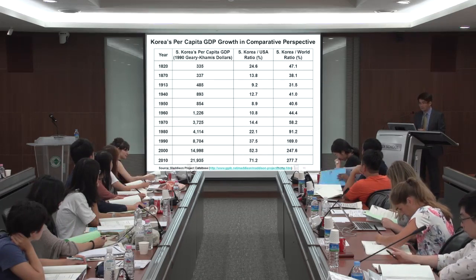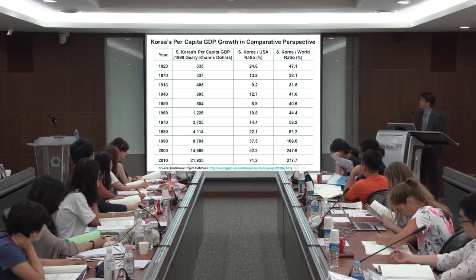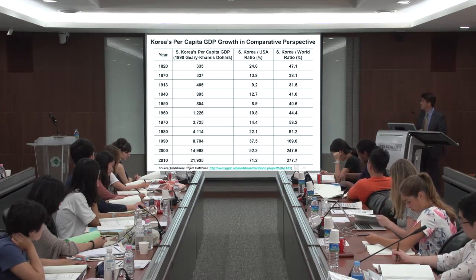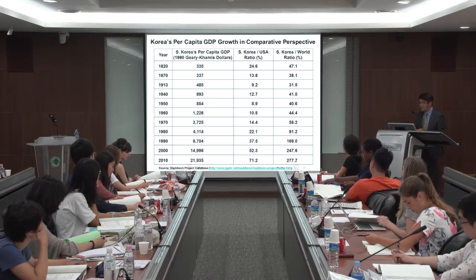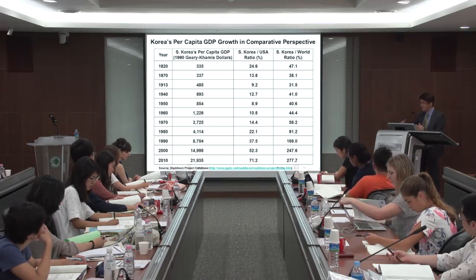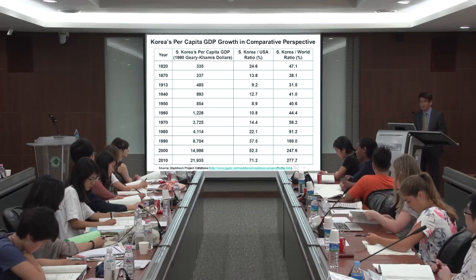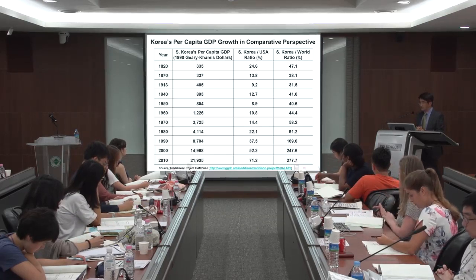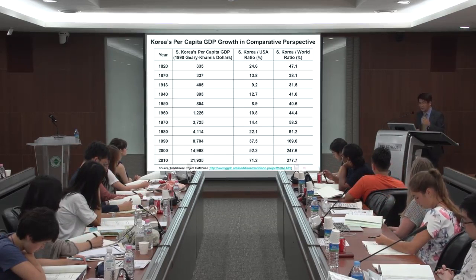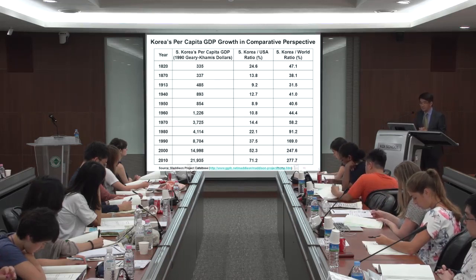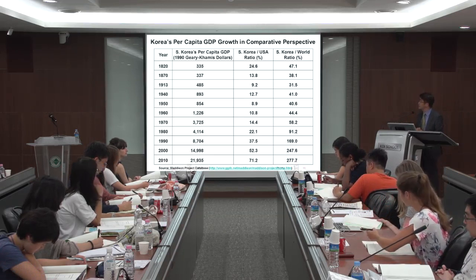And things got worse by 1870 in comparative context. Although Korea's per capita GDP increased slightly to $337 in 1990 prices once again, in comparison with the US, its per capita GDP was only 13.8%. Okay, so you recall that the Industrial Revolution was happening in Western Europe and its offshoots like the United States. And while these countries were industrializing, Korea was falling behind, relatively speaking. And compared with the world average too, Korea's per capita GDP had fallen behind, only 38.1%.